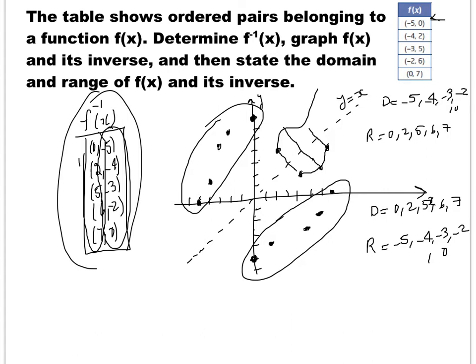Now, the next question I can ask is, is f of x a function? You can see that it passes the vertical line test. Yes, it is. Is the inverse a function? Again, the same thing. It passes the vertical line test, or you can say that the x values are unique. There is no repetition of x values here.